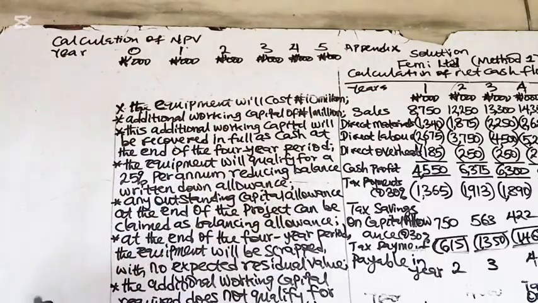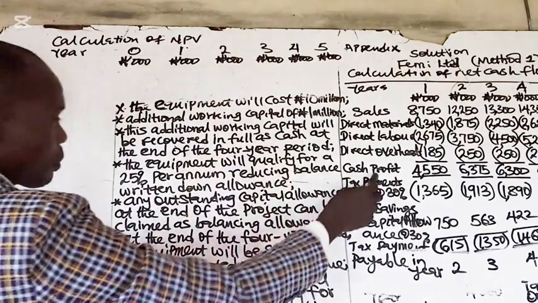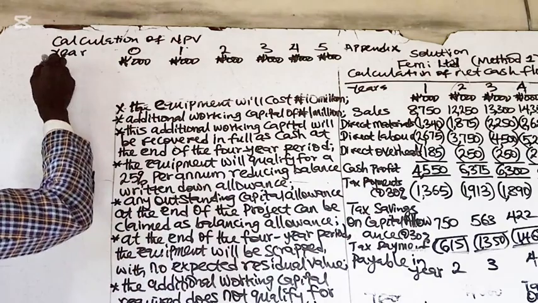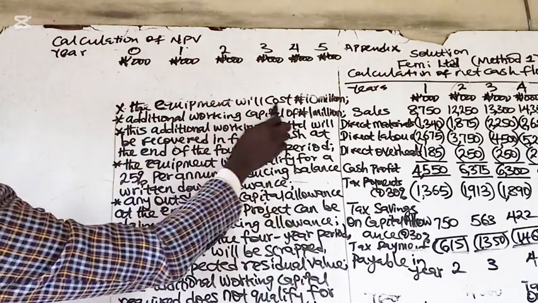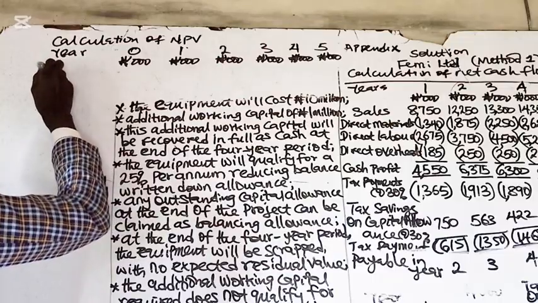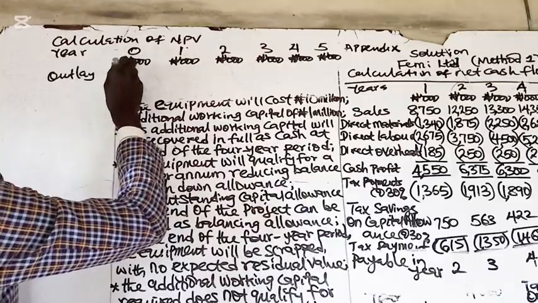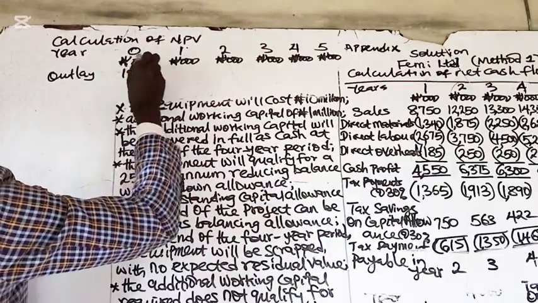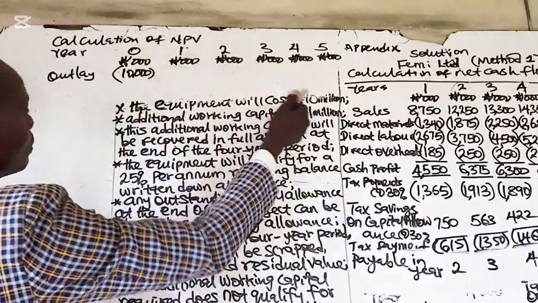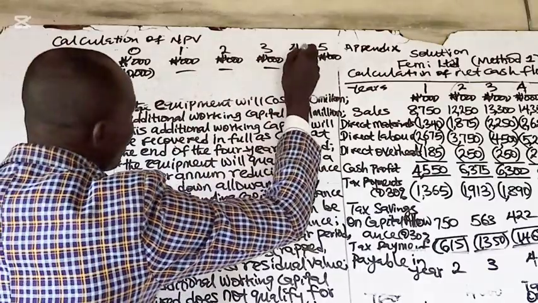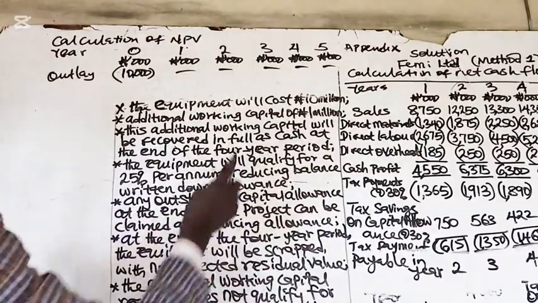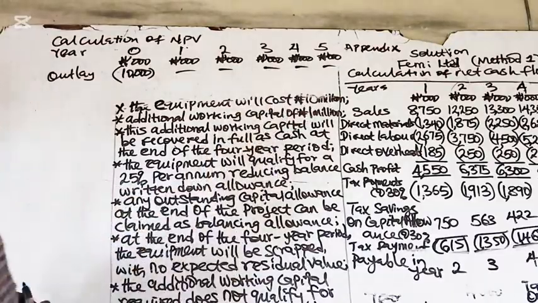So we have net cash profit. Let me say the equipment will cost this, so we have outlay. Equipment costs 10 million, outflows in year 0. Since it doesn't have any scrap value, had there been scrap value, it would have been treated as an inflow at the end of the project life.